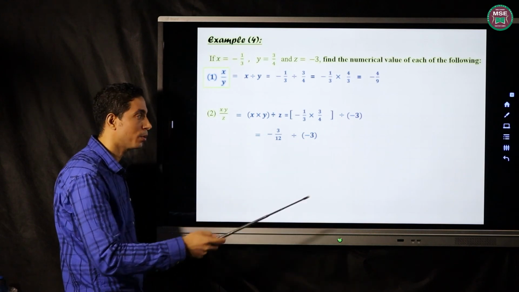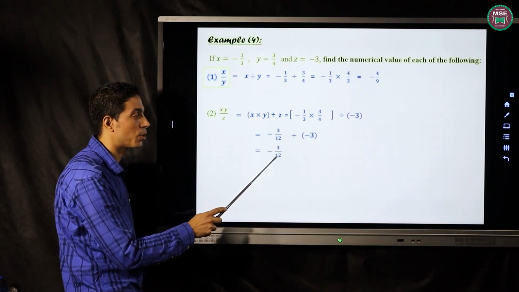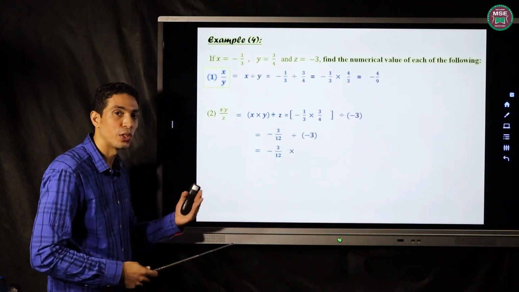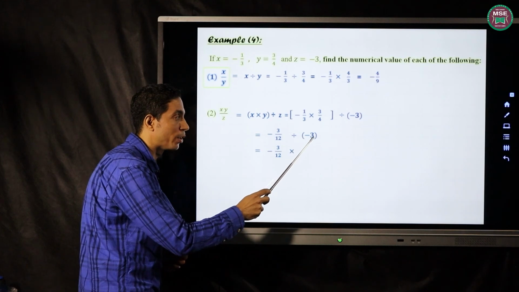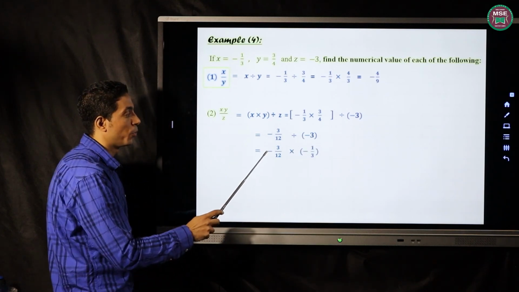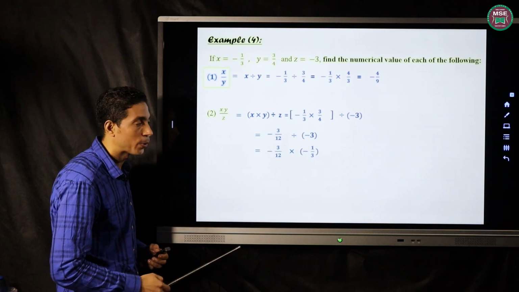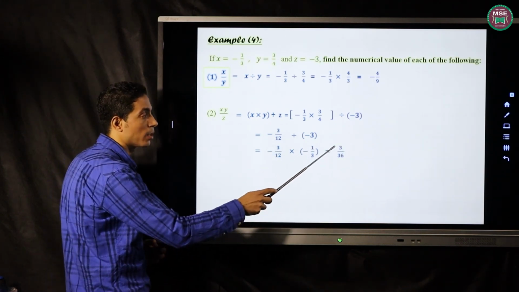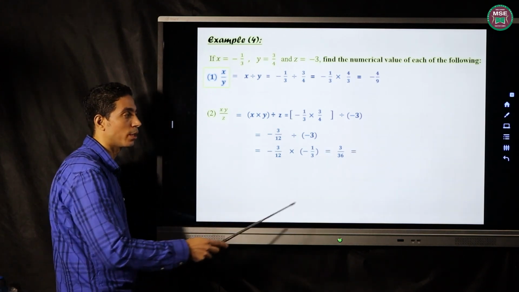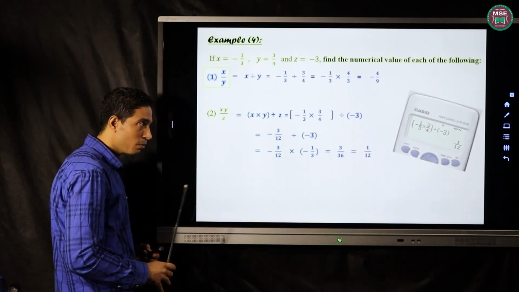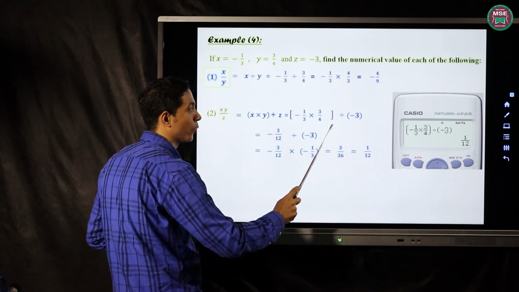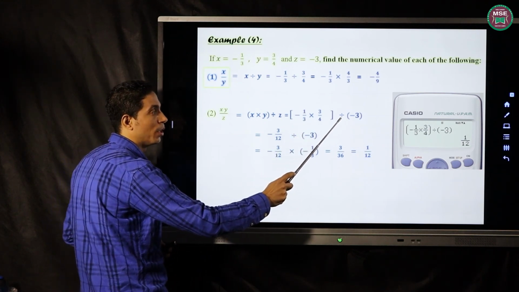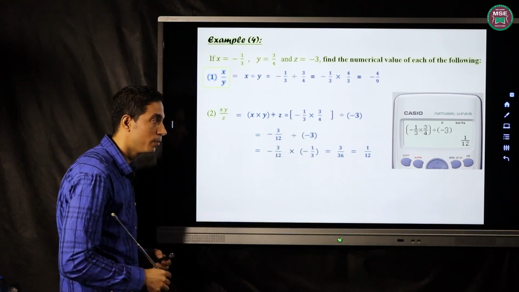And we convert the division to multiplication: negative 3 over 12, divided becomes times the multiplicative inverse of negative 3, which is negative 1 over 3, because the denominator of negative 3 equals 1. Negative times negative of course equals positive, 3 times 1 equals 3, and 12 times 3 equals 36, and the simplest form of 3 over 36 equals 1 over 12. And you can check the answer by calculator. Type in brackets negative 1 over 3 times 3 over 4 divided by negative 3.